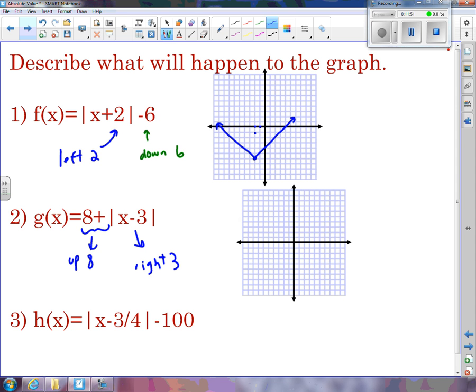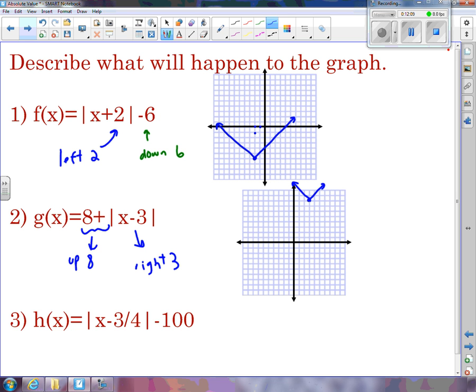So don't bother plugging in points. Just start at (0, 0), and go to the right 3 and up 8. And I know that my graph is going to start there. So then just draw your V there.